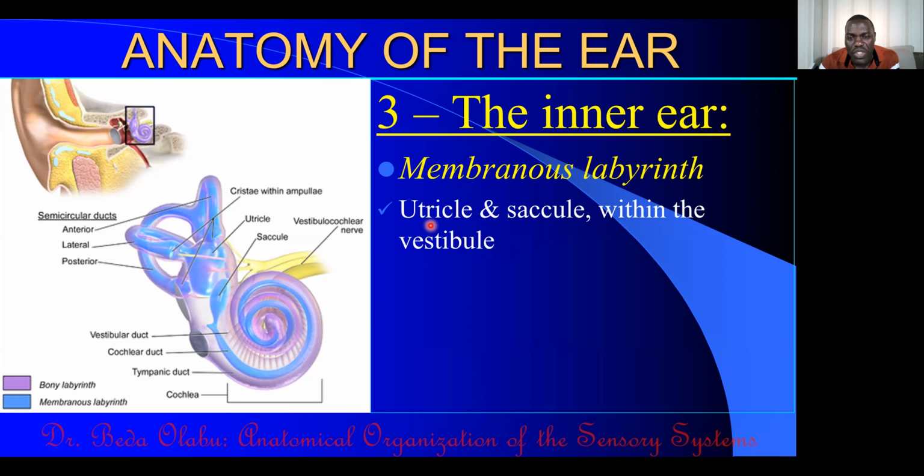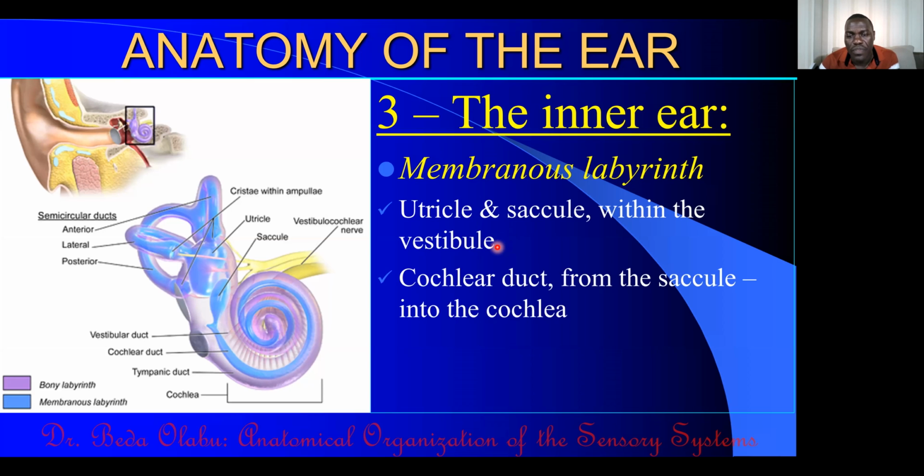These two function as reservoirs of fluid. The fluid within the membranous labyrinth is called endolymph. So these two serve as reservoirs for endolymph. The endolymph within the saccule, which is this one, is continuous with the membranous labyrinth that runs within the cochlea.